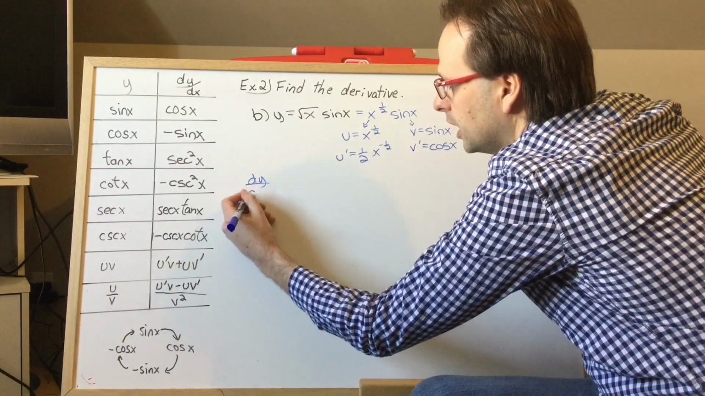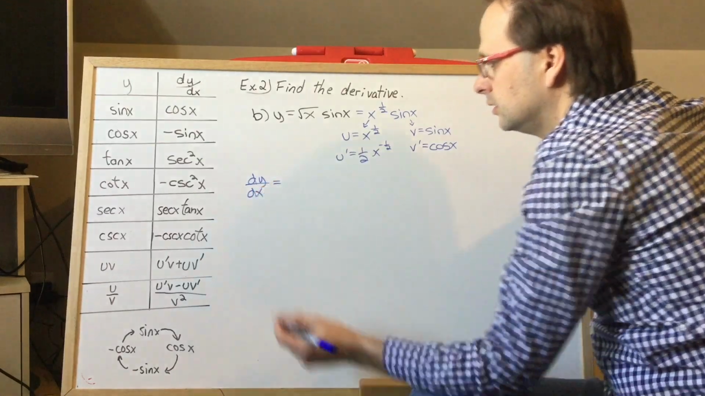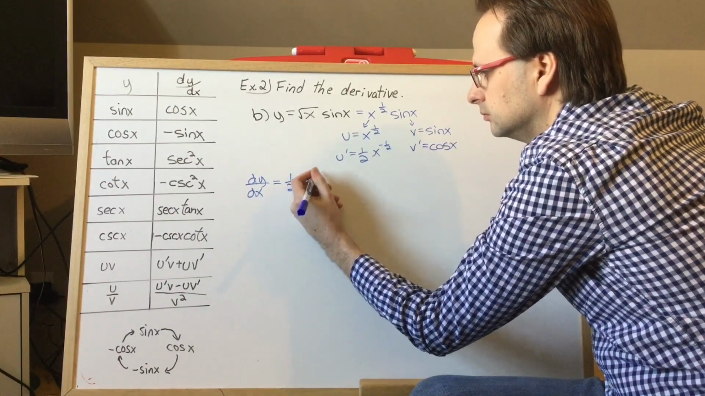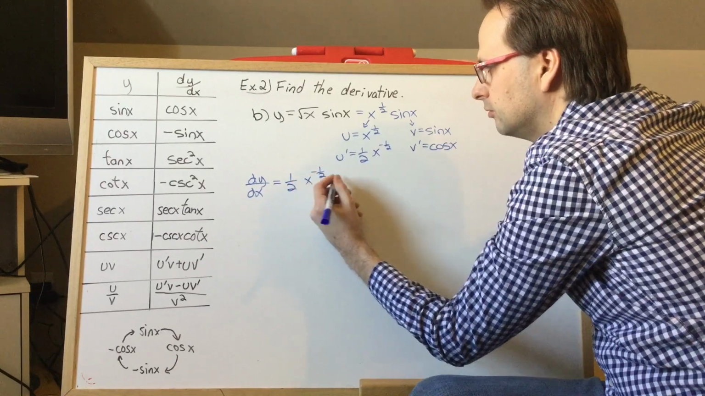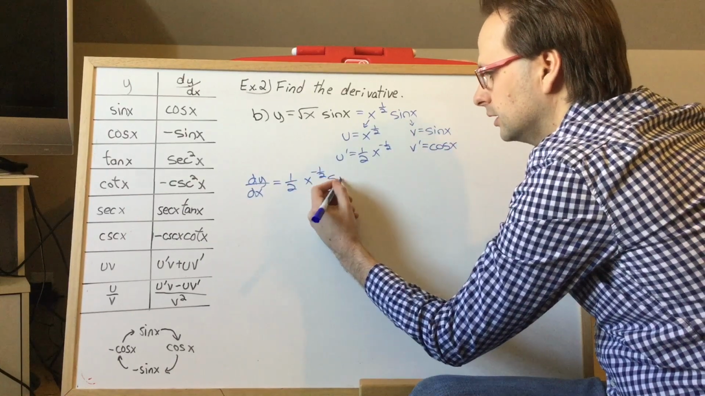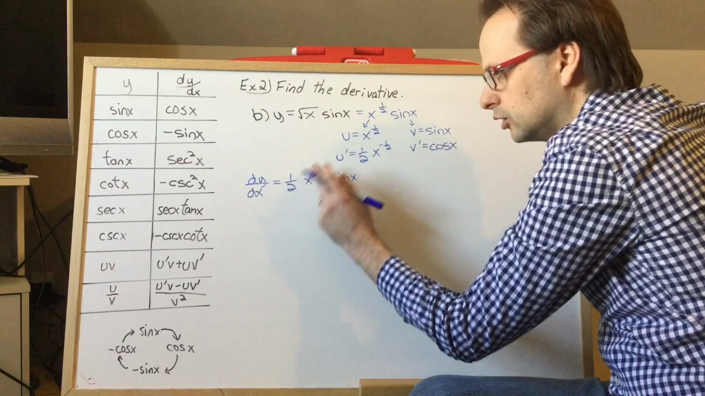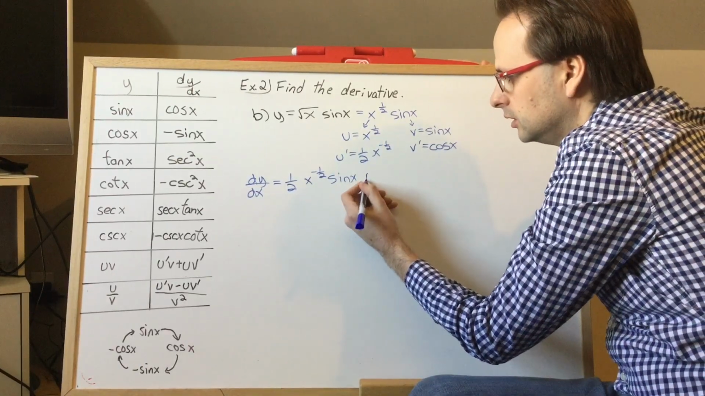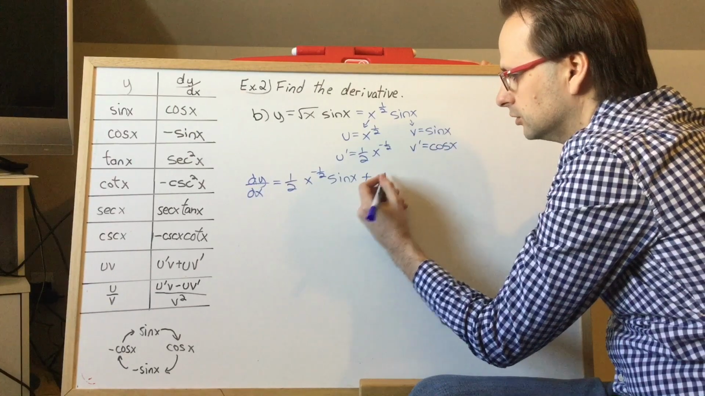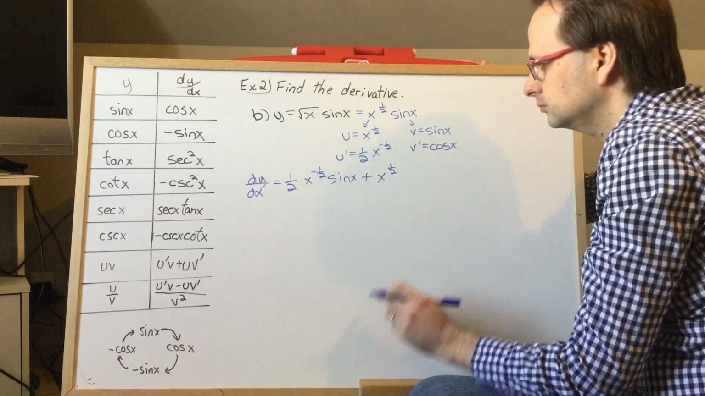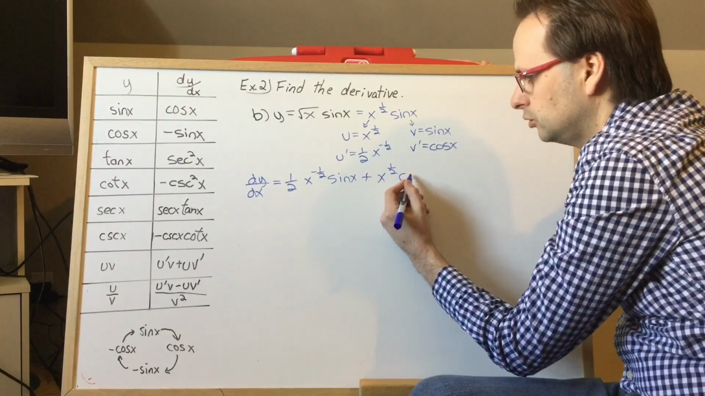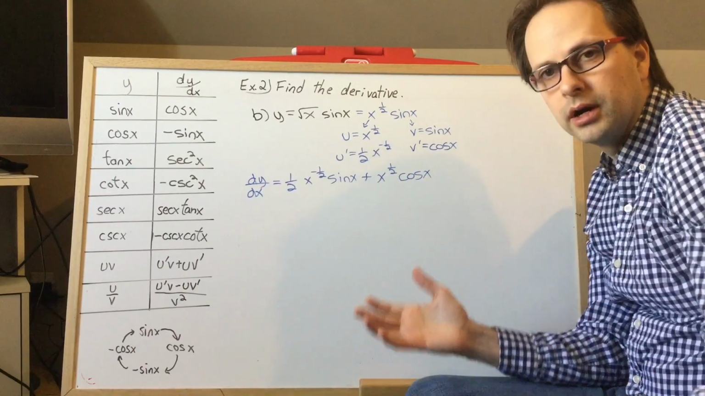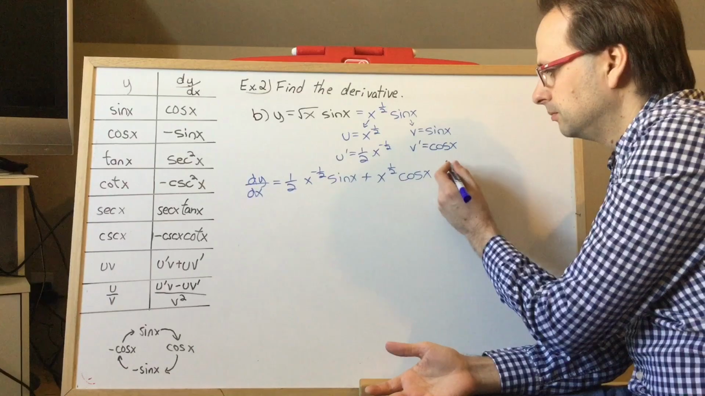So I've got u prime v, so that's 1/2 x to the negative 1/2 times v, which is sine x. And I could put these in brackets if I want, just to be sure that it's multiplication, plus u, which is x to the 1/2, times v prime, which is cos x. Full marks. That's the answer.